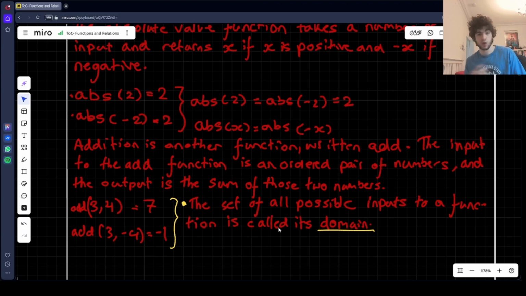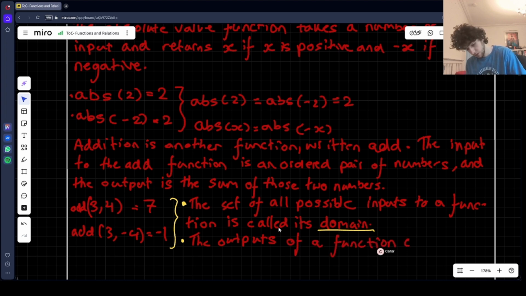And then obviously our function will output certain things. We say that the outputs of a function come from another set, and we call that set the range. The outputs of a function come from another set known as the range.